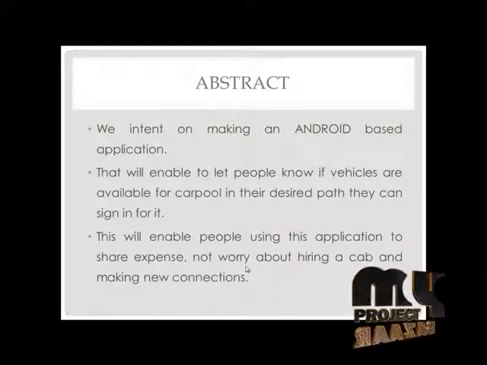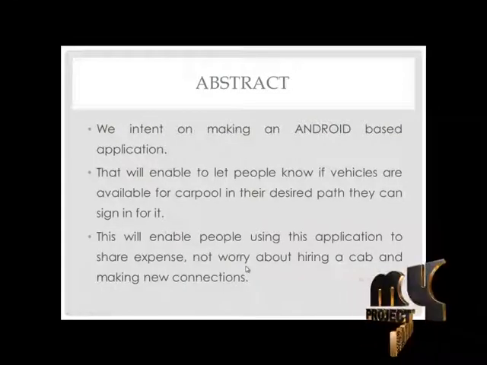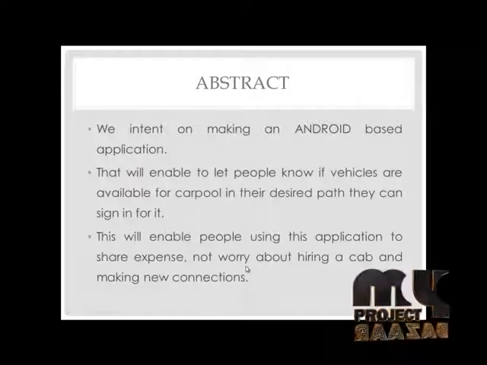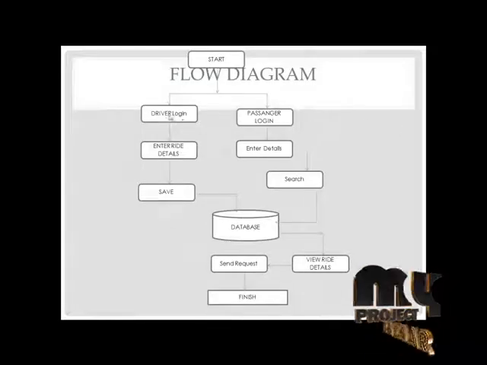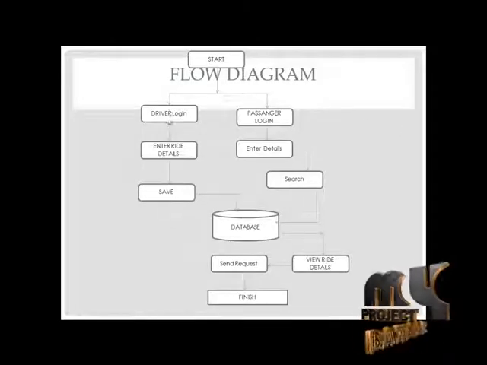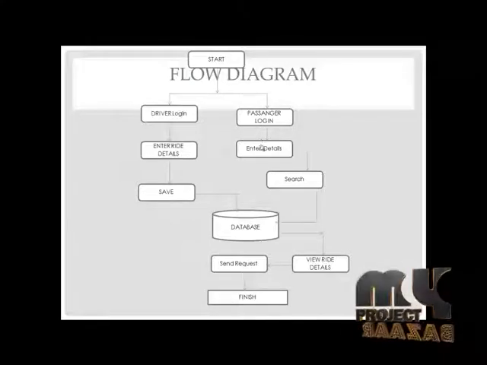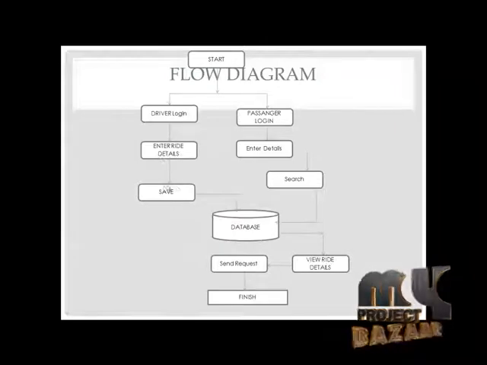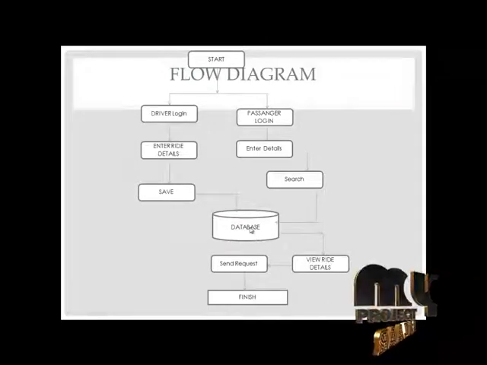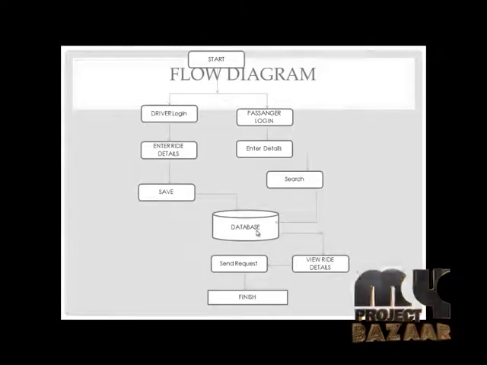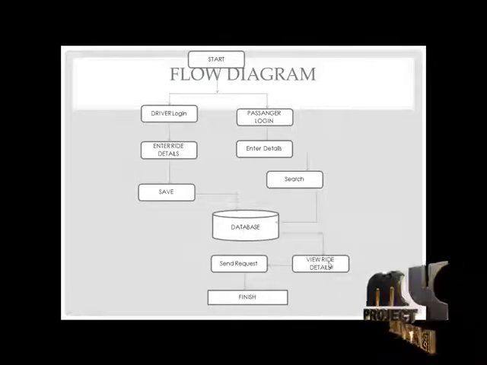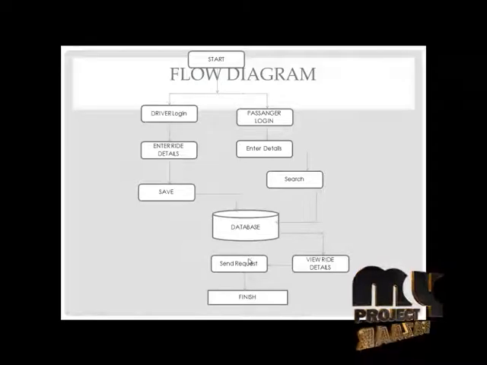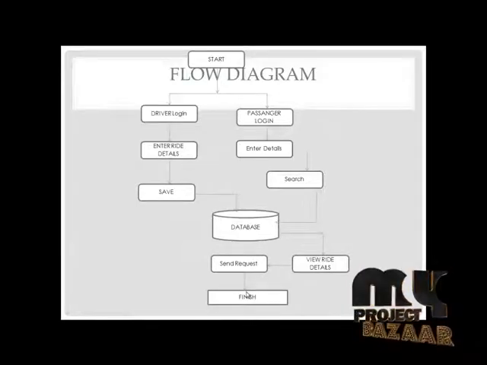This application is mainly for individual car riders using the Android application. Let us see the flow diagram. In the application, the driver login and the passenger login are separated. With the driver login, we enter the rider details and the details are saved to the database. We are using a MySQL database. The database contains all the rider details, the sender request details, and the finishing status for the update result.